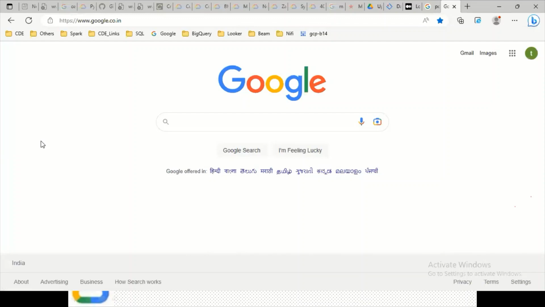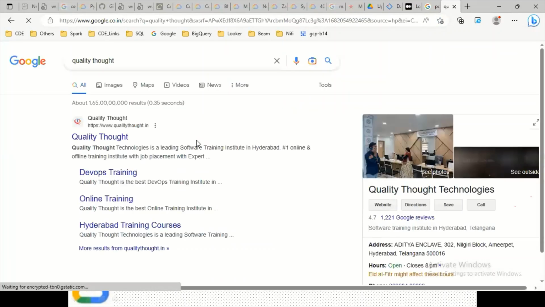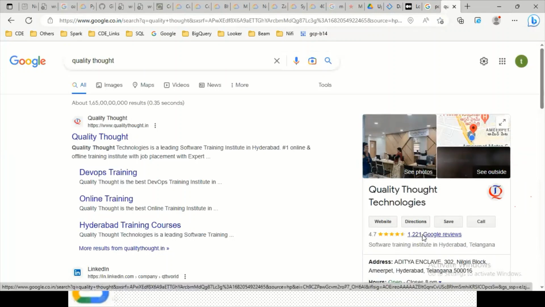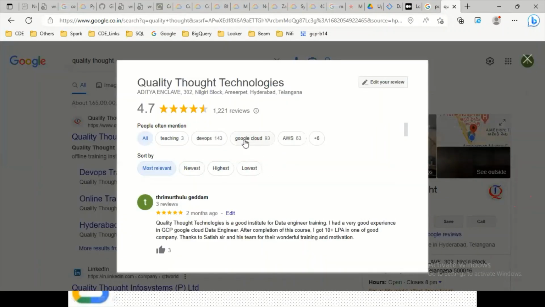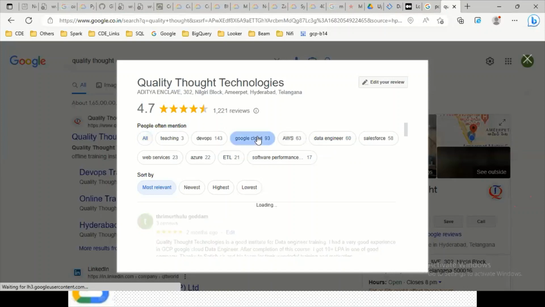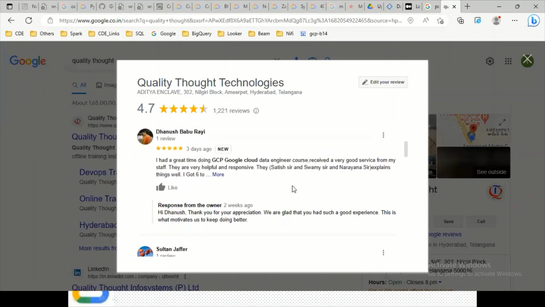So simply you can go to the Qualitythought reviews. Just click on reviews. See cloud, there is Google Cloud, and here you can see data engineering. Click on Google Cloud and you can read all the reviews. 90+ reviews are there.